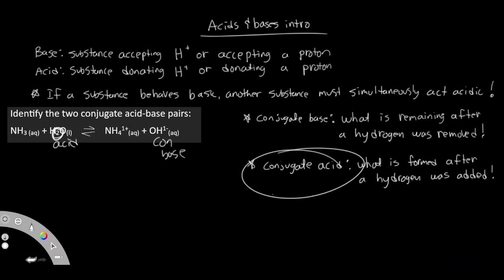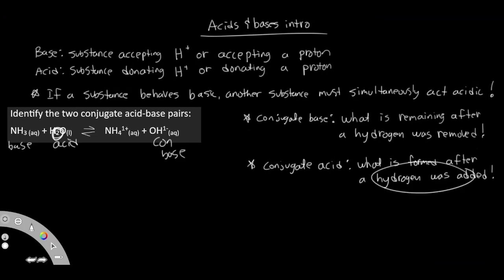So the conjugate acid, however, is in accordance with the base. Obviously if this is an acid, this has to be the base here. This is quite obviously the base. But just to finish this off, the conjugate acid of this base over here is what is formed after a hydrogen was added. So we had 3 over here, now we have 4 over here. So this hydrogen got added over here, so this here is the conjugate acid.